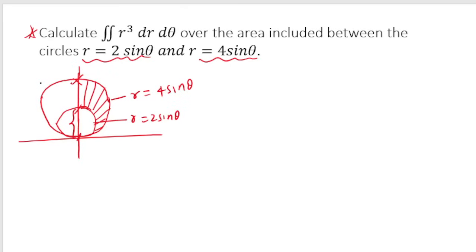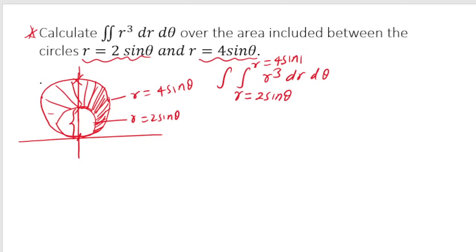Okay, so how to evaluate this integral? I am going to take the limits. Can you guess what will be the limit of r? This is r cube dr d theta. As you can see, when I am taking these strips, each strip is always starting at the inner circle and going up to the outer circle. The inner circle is r is equal to 2 sine theta, and it is going up to r is equal to 4 sine theta.